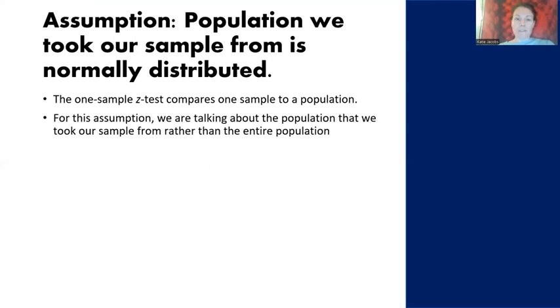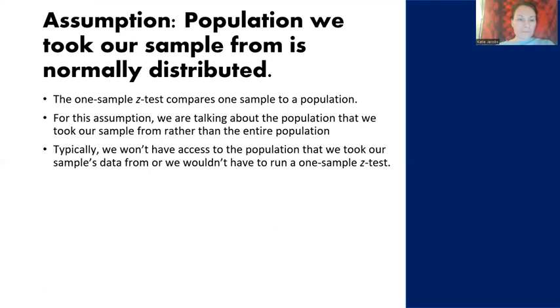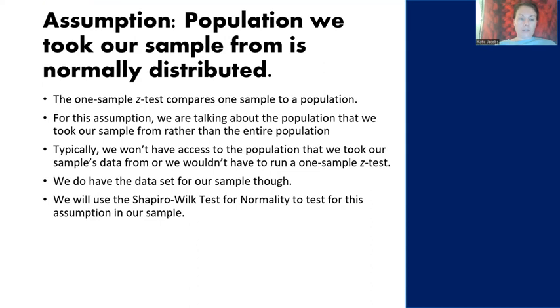Okay, so for this assumption, we're actually talking about the population we took our sample from rather than the overall population. Typically, we'll have access to the population we took our samples data from, or we wouldn't have to run the one sample z-test. We do have the data set for our sample though. Okay, so typically we'll use something called the Shapiro-Wilk test for normality to test for this assumption in our sample.